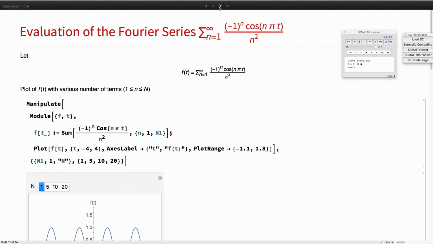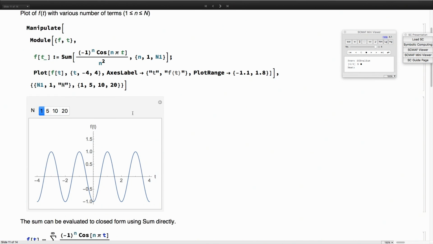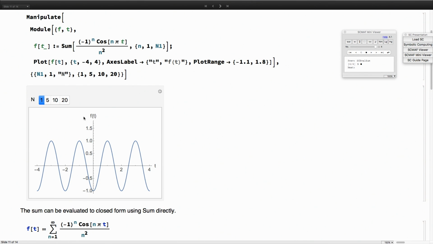Okay, evaluation of the Fourier series. Well, this is the question: what is the closed form for this Fourier series? This is a periodic function with a period of 2. And if you plot it using different numbers of terms, for example, with just one term, it is a cosine, then 5 terms, 10 terms, and 20 terms. And you can see it is periodic with a period of 2. And the result will be a polynomial between plus minus 1.